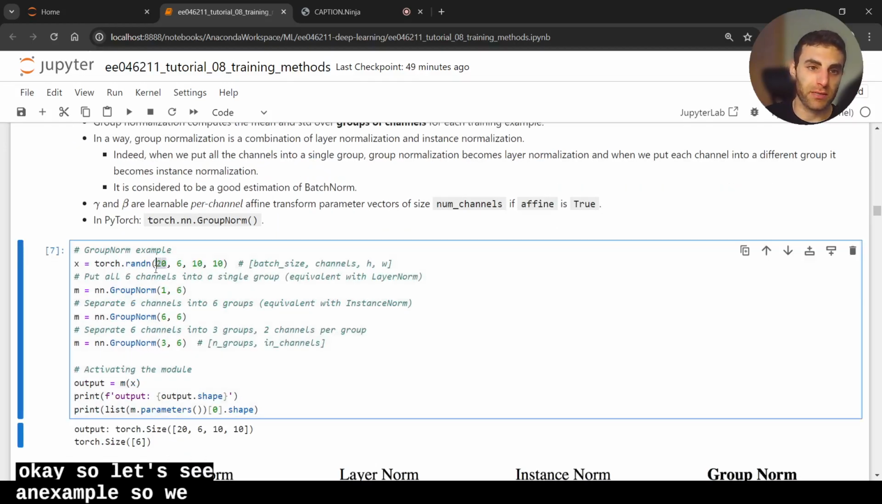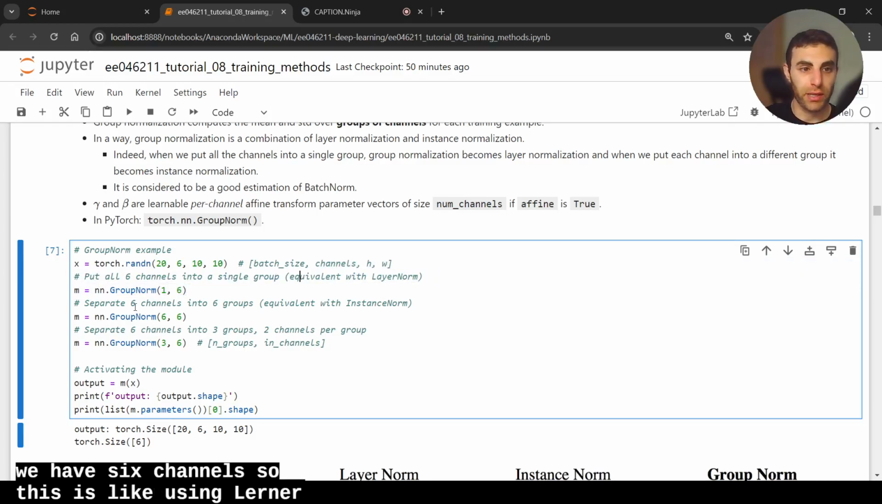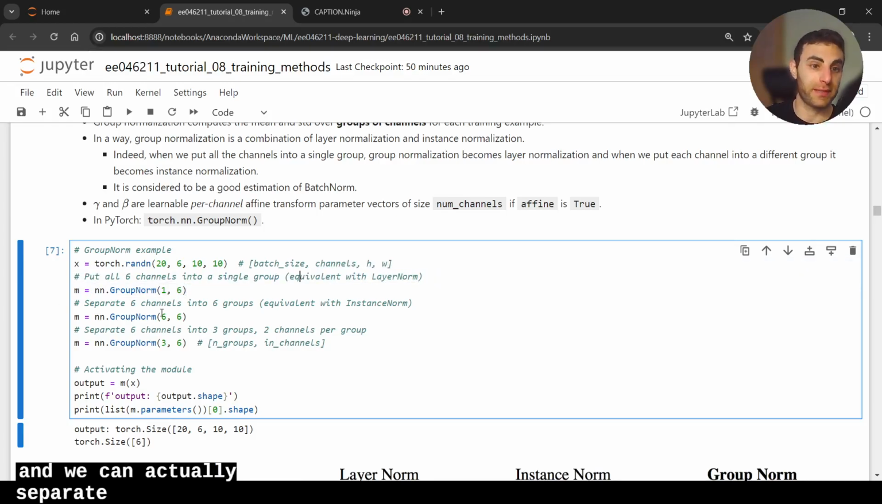Okay, so let's see an example. We have a batch size of 20, 6 channels, and a 10 by 10 image. Now we can put all 6 channels into a single group. So basically, we want one single group, and we have 6 channels. This is like using layer norm. And we can also separate into 6 groups. This means that each channel is normalized on its own, which is equivalent to instance normalization.